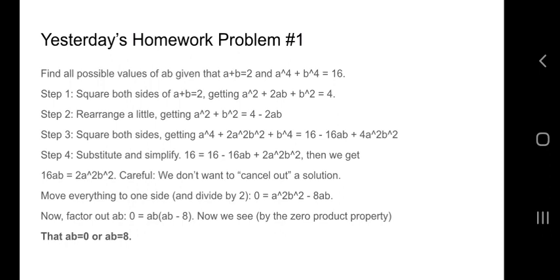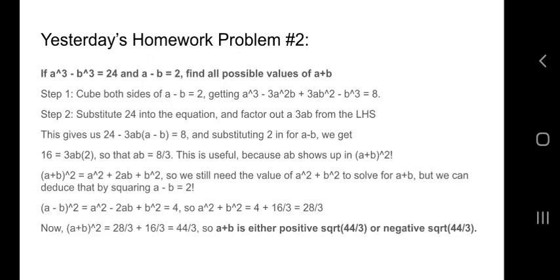Okay, so let's move on to homework problem number 2 from yesterday. Okay, so homework problem number 2.